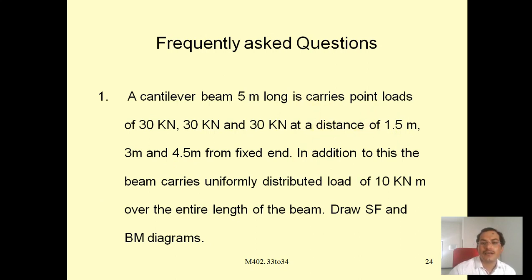A cantilever beam 5 meter long carries point loads of 30 kilonewton, 30 kilonewton and 30 kilonewton at distances of 1.5 meter, 3 meter and 4.5 meter from the fixed end. In addition to this, the beam carries a uniformly distributed load of 10 kilonewton per meter over the entire length of the beam. Draw the shear force and bending moment diagram.